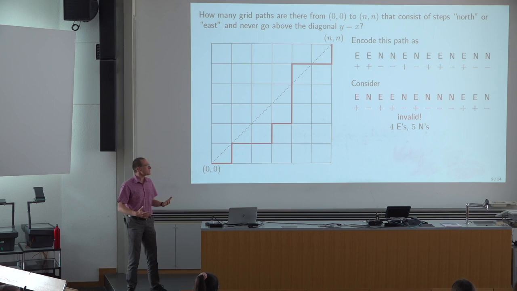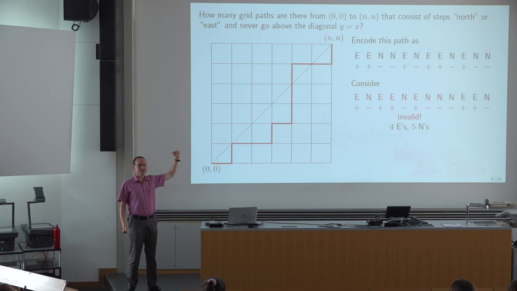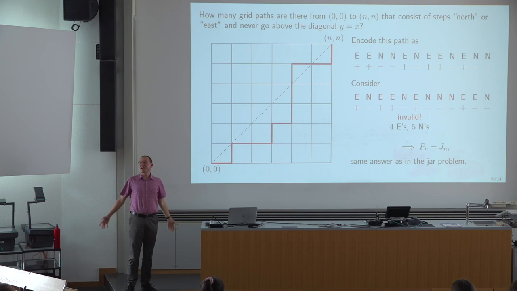What is the conclusion from this dictionary that we have on the board? On the left we have paths, on the right we have encodings. The encodings you can represent with easts and norths, or pluses and minuses. What is the conclusion from that? At the end you have to find the number of paths that do not go above the diagonal. What can you say about this number? Very good, exactly. It's exactly the same answer as in the jar problem.